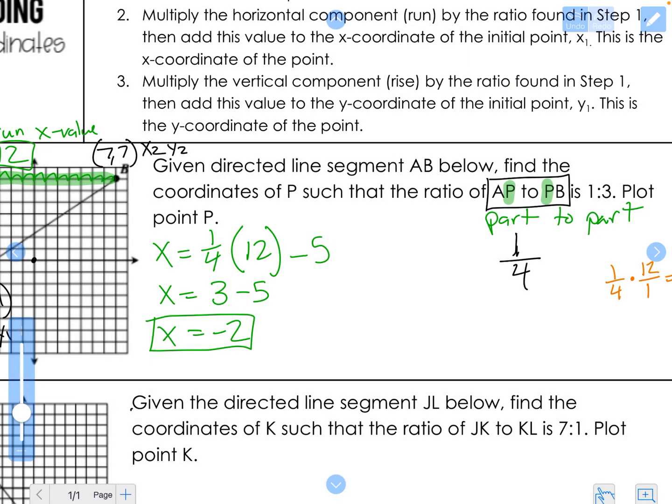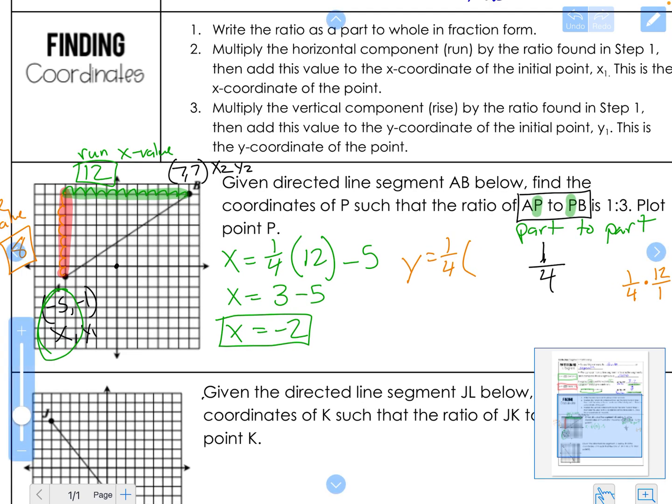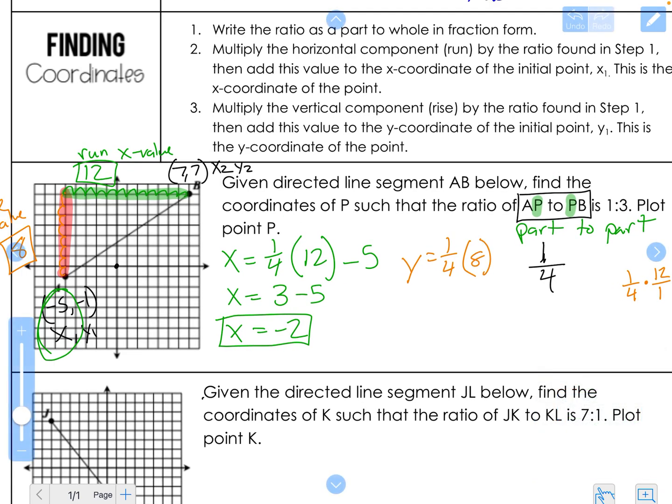Now it's time to look at my y coordinate. For my y coordinate, y equals our part to whole, which is 1/4. Our rise is 8. And then our y1 value is -1, so we're going to go -1.